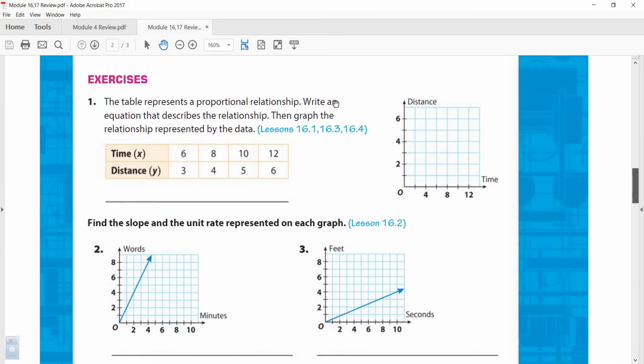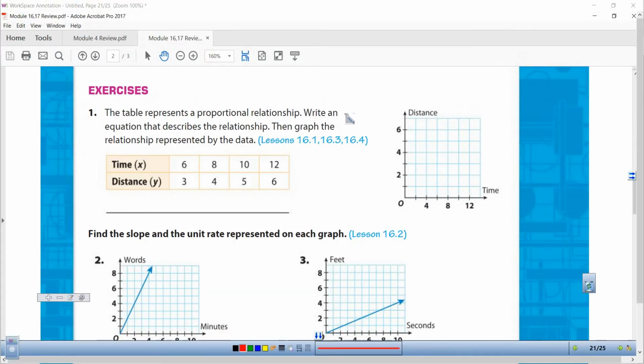Alrighty, what about some questions here? Some practice exercises. Okay, the table represents a proportional relationship. Write the equation that describes the relationship. All right, so what are we looking for? We're looking for y equals k times x, and remember k is equal to y divided by x, and I can take any of these. There's my x, there's my y.